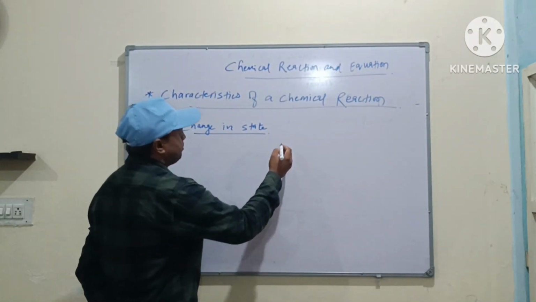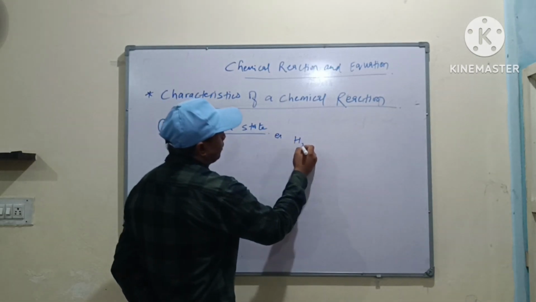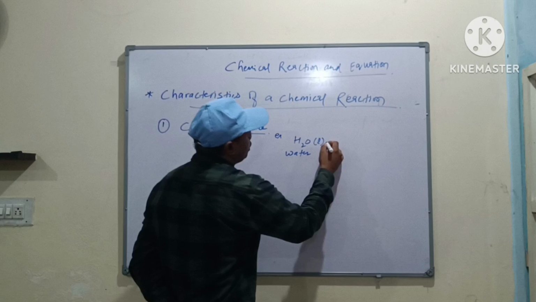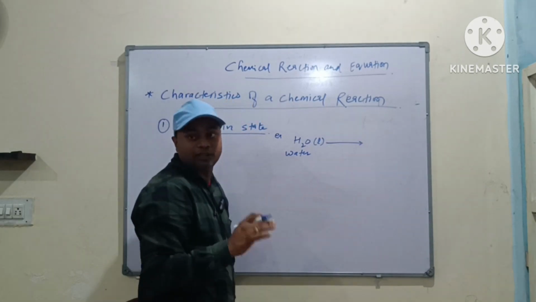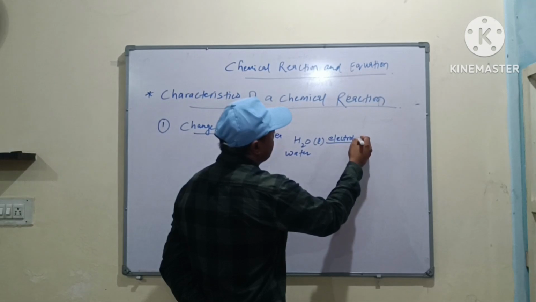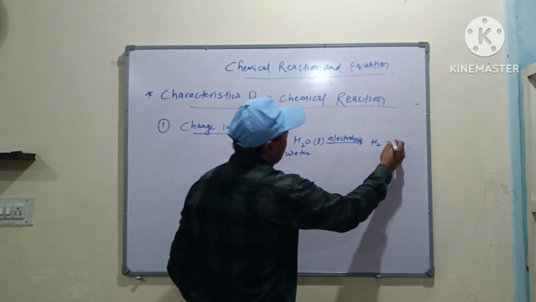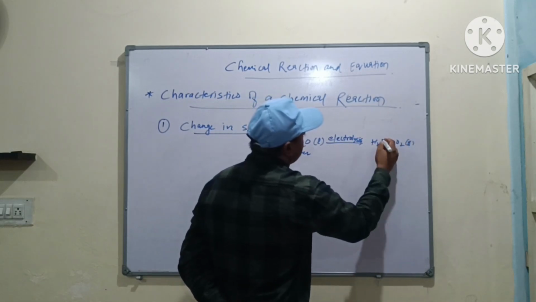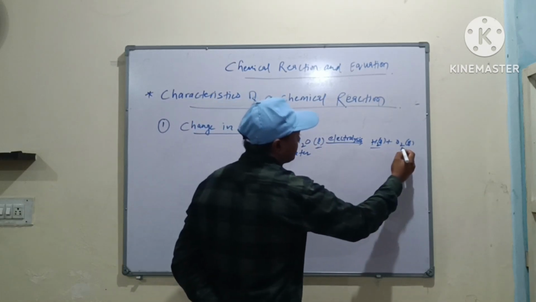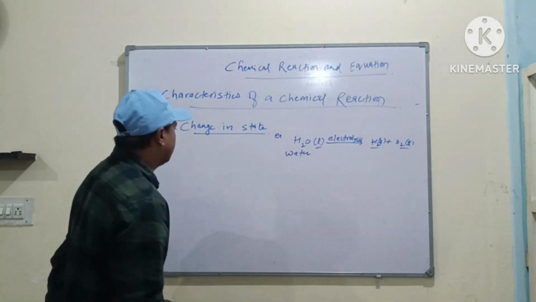You can take one example, electrolysis of water. Once you take water, which is in liquid state, and pass electric current through it, that procedure is called electrolysis. It gives you hydrogen and oxygen gas. You can see L stands for liquid; liquid changes into gas, oxygen gas and hydrogen gas.